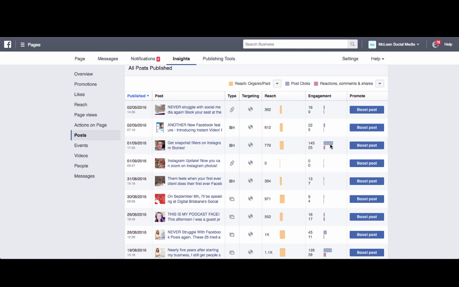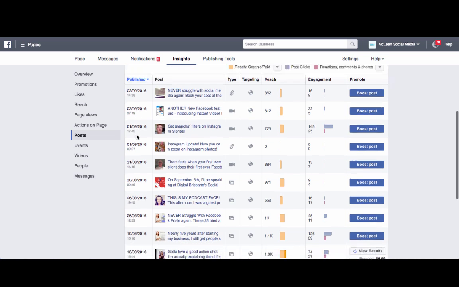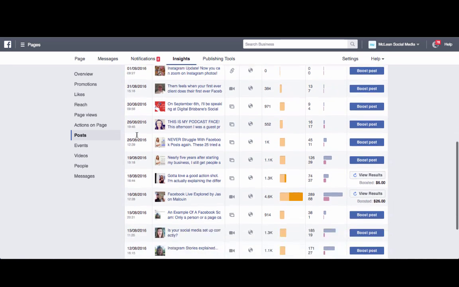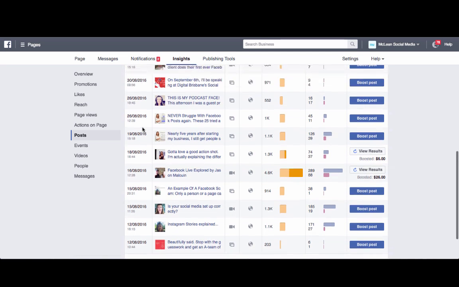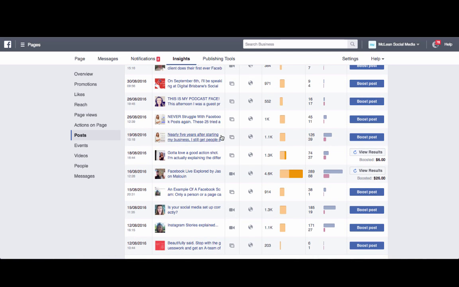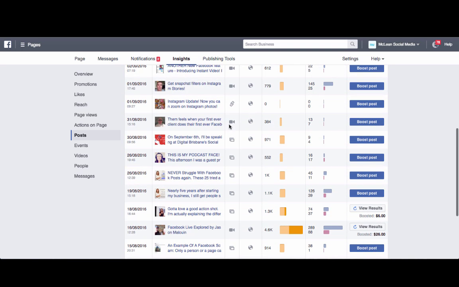So what I now recommend that you do is scroll through and look for patterns. Look for patterns of, well, the posts that reach the most seem to be on particular times of day, or they were posted at particular times, or they were on different topics, or they were a different type of post. Look for those common factors.